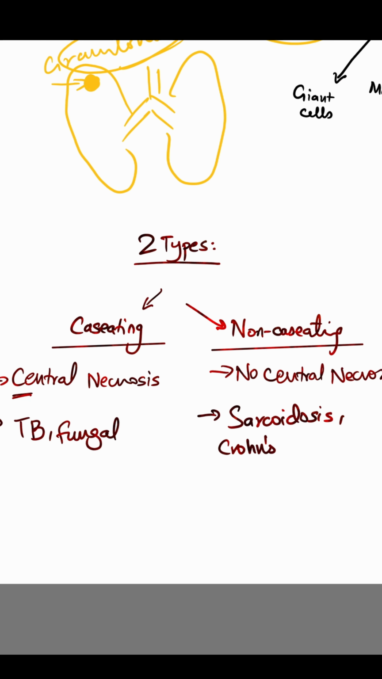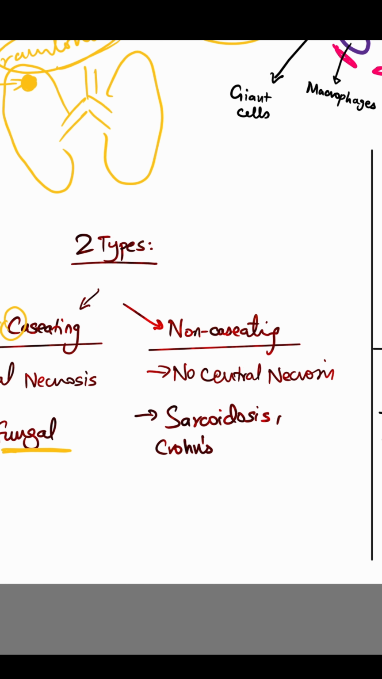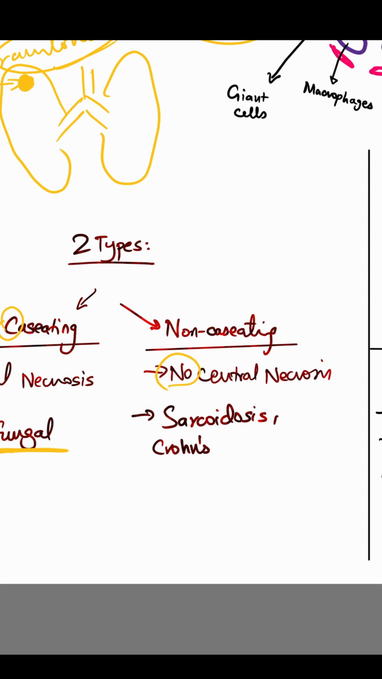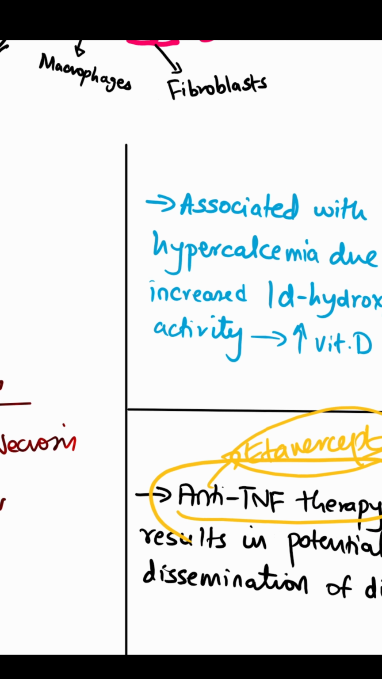Now, let's talk about the two types of granulomas. We've got caseating and non-caseating. Caseating means that there is central necrosis. So where is this seen? This is seen in tuberculosis and fungal infections like aspergillomas. And then the other type you have is non-caseating. So you have no central necrosis. And where is this seen? This is seen in sarcoidosis and Crohn's disease. These are two high-yield examples that you need to know, but it's also seen in other diseases. This is just the high-yield ones. Don't attack me in the comment section for missing out some diseases.